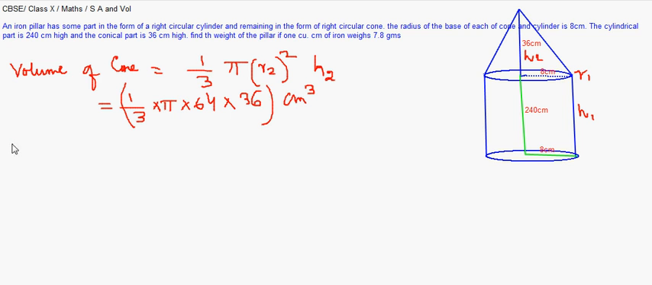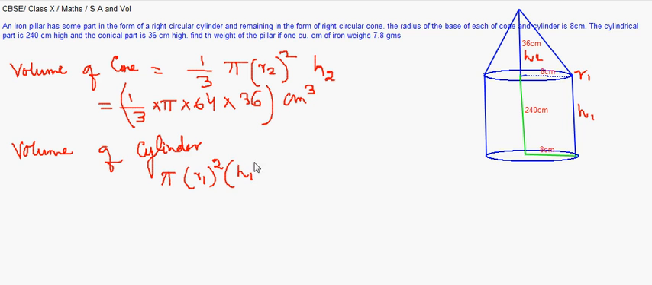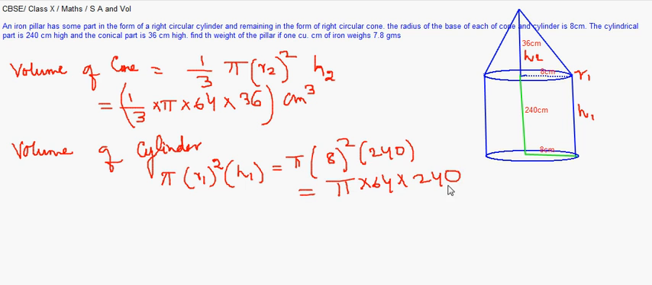Now we will add the volume of this cylinder. I'm not writing right circular cylinder, I'm simply writing cylinder. What is the volume of a cylinder? It is pi r square h. Here we are denoting r as r1 and h as h1, so that makes it pi r square h, so it is pi into 64 into 240. This is also in cubic centimeter.